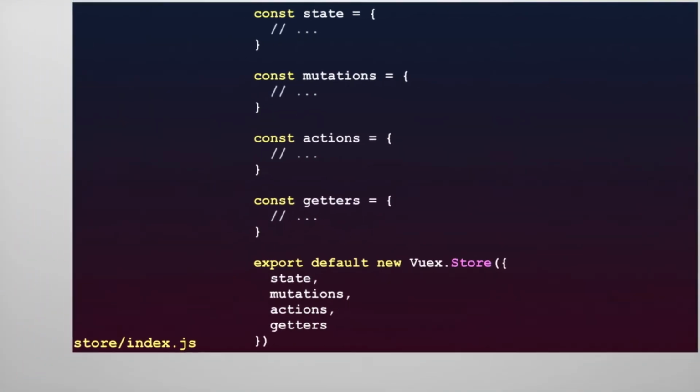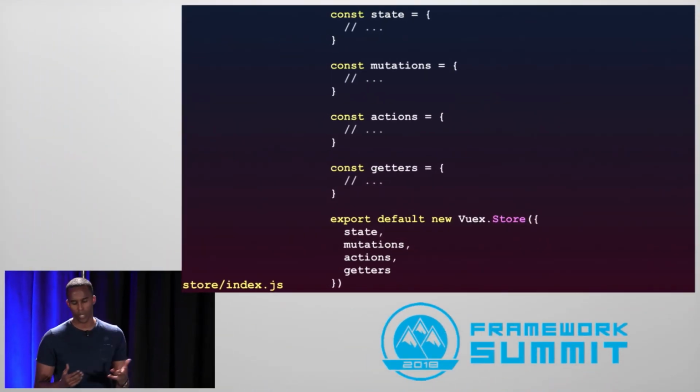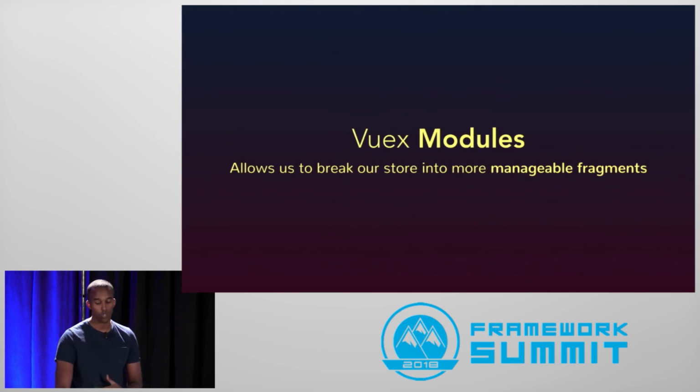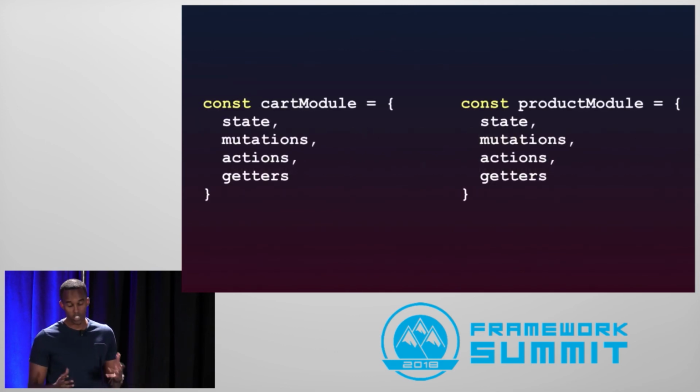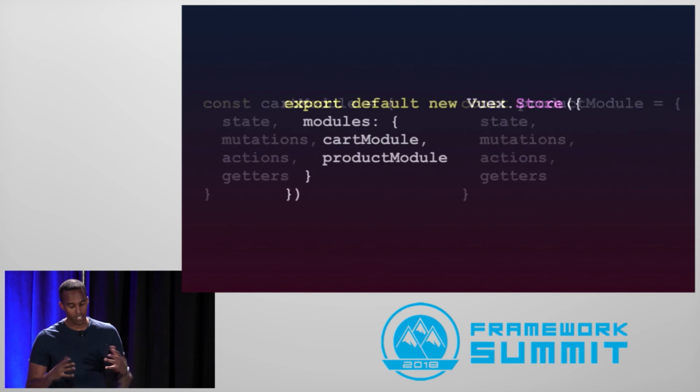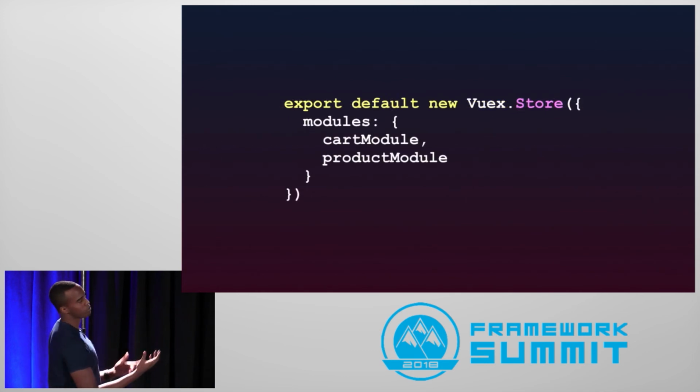But what if I found that, hey, there was a large number of mutations or state properties or actions, and I wanted to find a way to think of how can I break this down to smaller pieces? Well, one thing that Vuex allows us to do is use something known as Vuex modules because it allows us to break our store into more manageable fragments. A Vuex module is essentially just an object that contains the properties of the store. So we could, for example, have a cart module and a product module, and each of these modules can have the objects that pertain to itself. Its own state, its own mutations, its own actions, its own getters. And all we have to do is pass these modules within a modules property in our store.